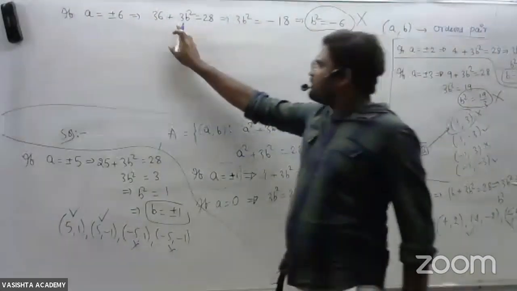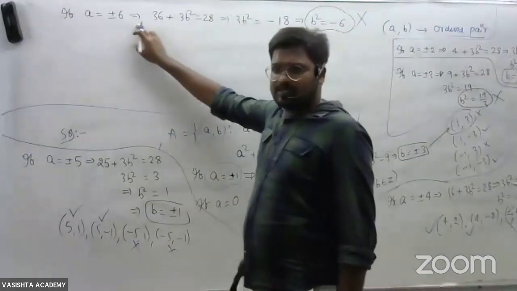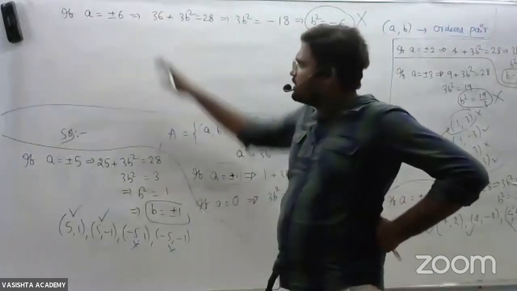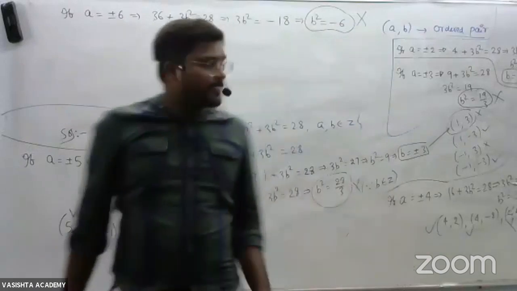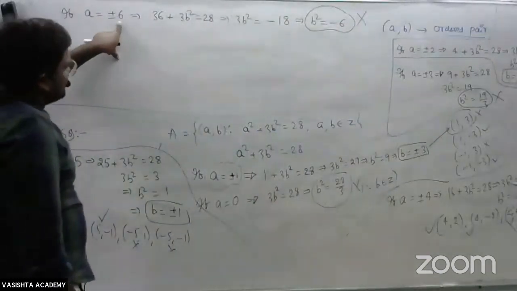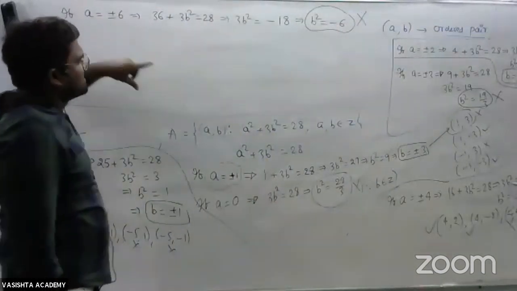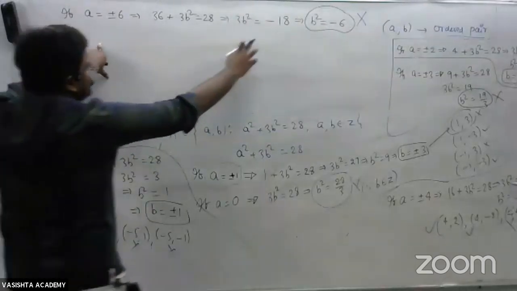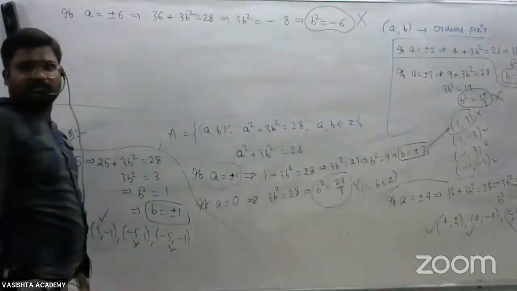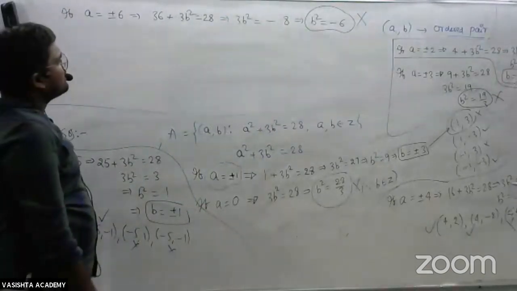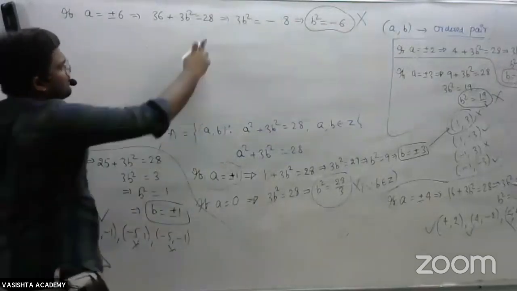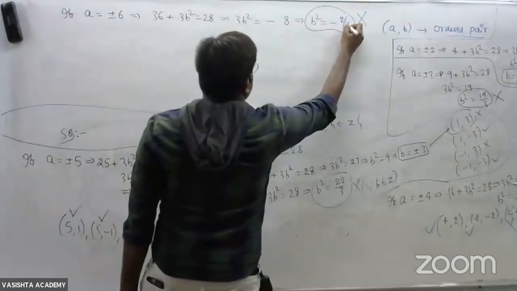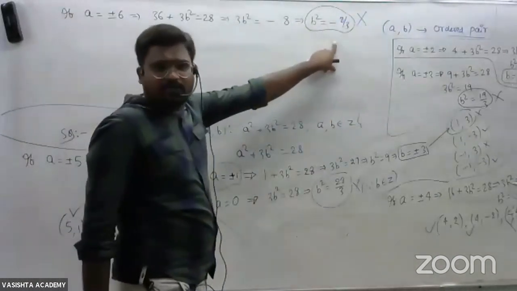Now logically, if this is not possible for a equal to plus or minus 6, even if you take values of a greater than 6, it will not be possible. So here we have to stop. Understood? Actually it is only minus 8. 28 minus 36 is minus 8. So b square equal to minus 8 by 3. But anyway, you will get a negative value. b square equal to minus 8 by 3.